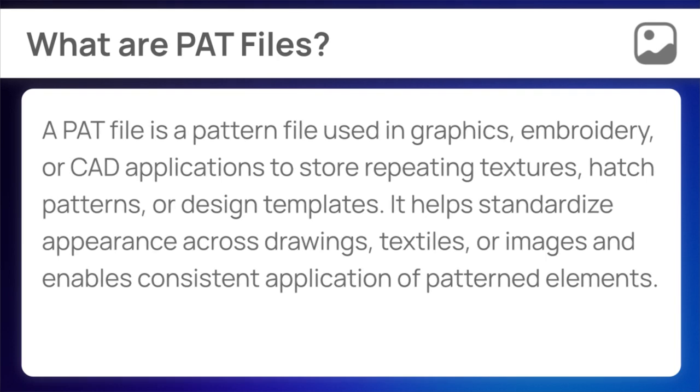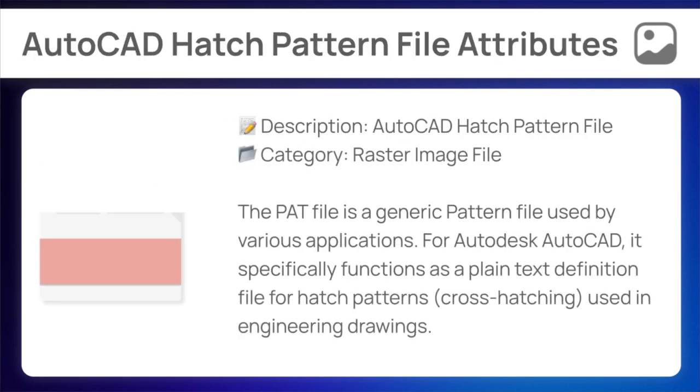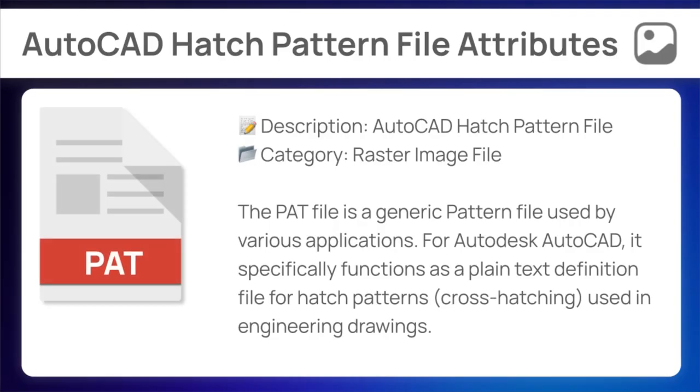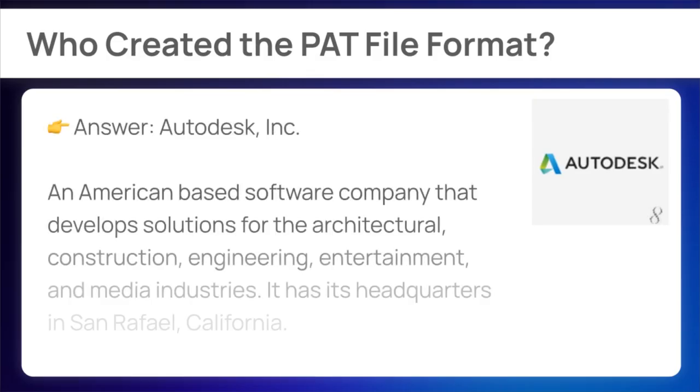The PAT file is a generic pattern file used by various applications. For Autodesk AutoCAD, it specifically functions as a plain text definition file for hatch patterns, cross-hatching, used in engineering drawings. Developed by Autodesk, the format is plain text. Its design rules are based on a simple coordinate and line syntax.